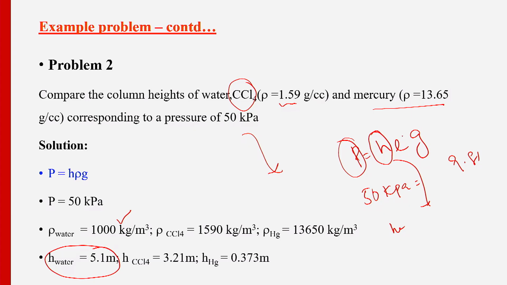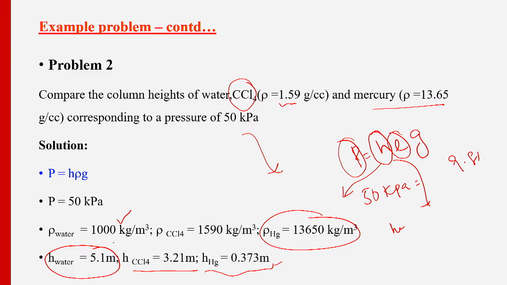Same way, use the density of carbon tetrachloride and get the column height, h of CCl4. We got h of CCl4 as 3.21 meter. Then the same way for mercury; the density of mercury is already given, you just substitute and get the column height of mercury. So finally, we got the 3 column heights: water, CCl4, and mercury.